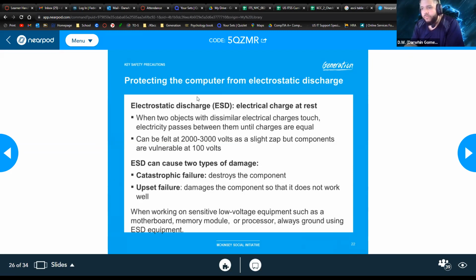Okay. So ESD, or electrostatic discharge, can cause catastrophic failure, which is when it completely destroys the component and makes it unusable. And then upset failure, which means it does enough damage that it's not working properly. And at the bottom here, it says, when working on sensitive or low voltage equipment, such as a motherboard, memory module, or processor, always have ESD equipment.